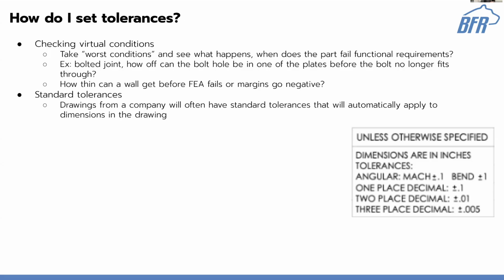So you can do something called virtual conditioning, which is where you take the worst conditions based on tolerances and see what happens. Like, when does the part actually fail? Some examples: we talked about how far off a hole's position can be before a bolt no longer will pass through. That's a great example of what's actually driving your tolerance. If you go out of this, it's not going to fit, or there's no guarantee that it fits.